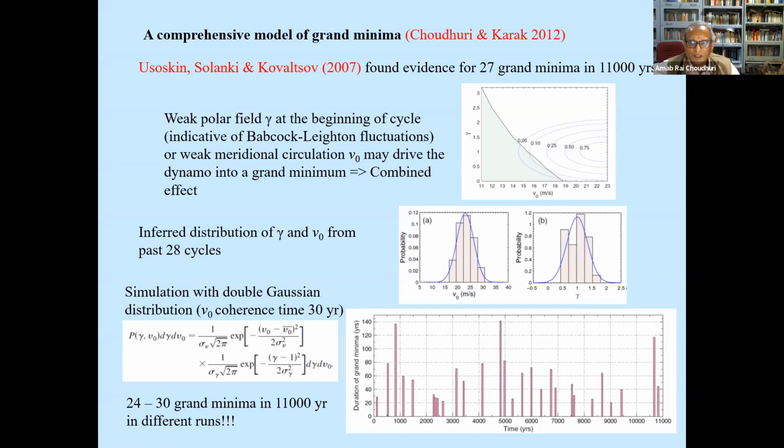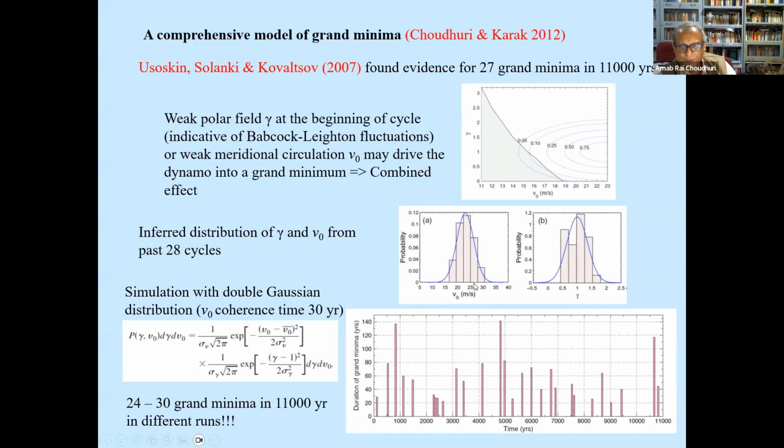So what is the probability that these parameters lie in this region of the parameter space? Now we can make some inferences about gamma and V0 from indirect evidence for the last 28 cycles. And here is the histogram of that, of V0 and gamma.